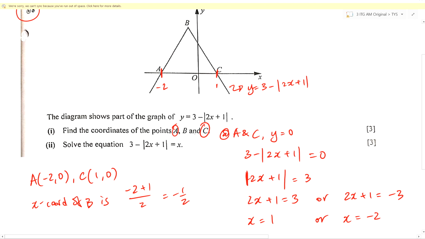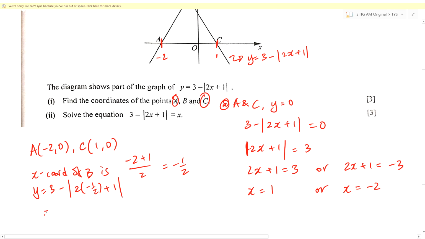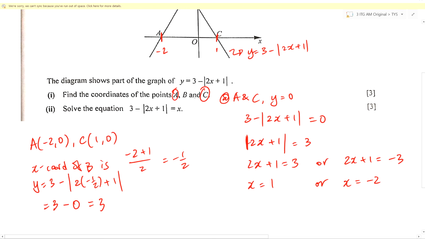Substitute into the equation. y is 3 minus |2 times negative half plus 1|. Inside the modulus, we have 0, which makes sense: 2 times negative half is negative 1, plus 1 is 0. So 3 minus 0, which is 3. So now our B coordinate is (negative half, 3). So 3 sets of coordinates done.